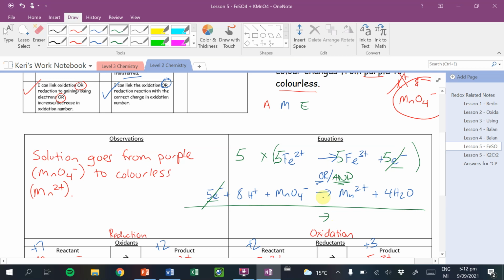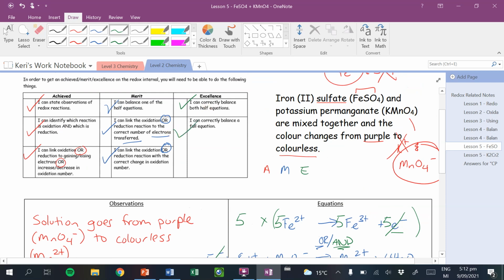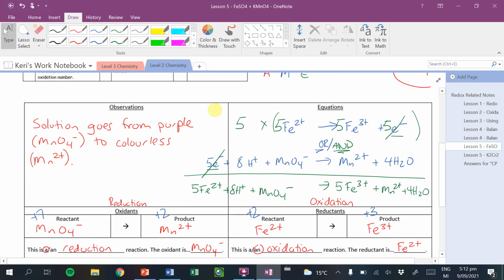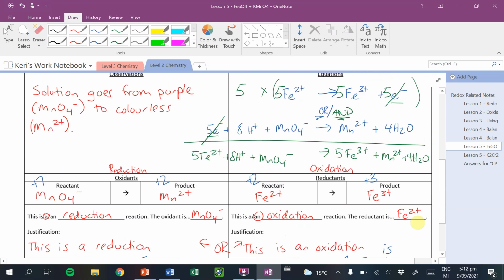See how I'm aligning the arrows up? I just do that so it's very easy for me to see what's on what side of the equation. So 5 iron 2s plus 8 hydrogen ions plus the permanganate ion, and then on the other side I have 5 iron 3s plus the manganese ion plus the 4 waters, and that's me done. Cool. And that's what you need to do for the excellence. So for excellence, you need to have all these components.